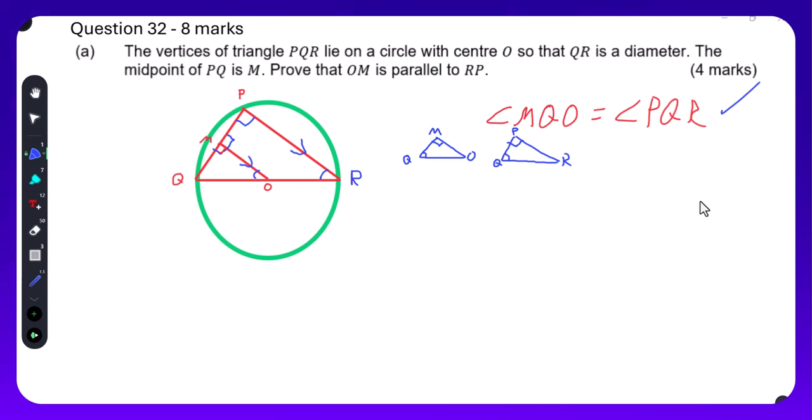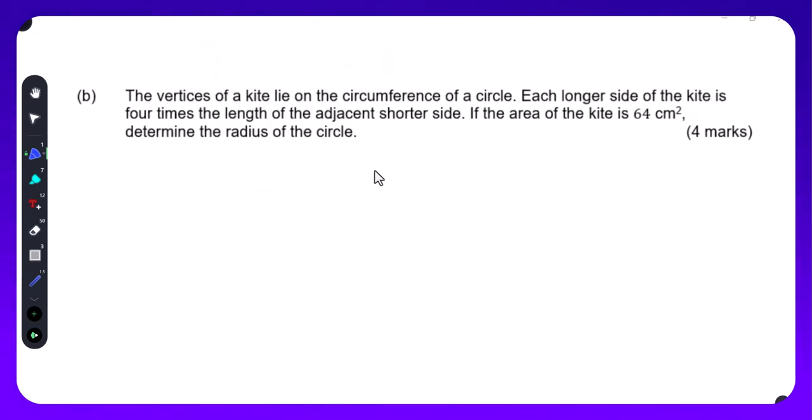You establish that the triangles are similar, and therefore, if angle PRQ is the same as angle MOQ, they're corresponding, so the lines must be parallel. So that's how we do that one.